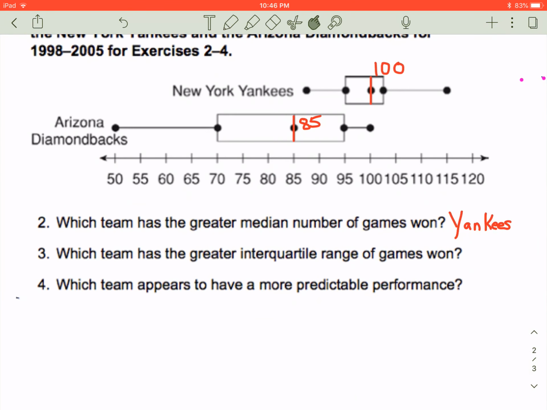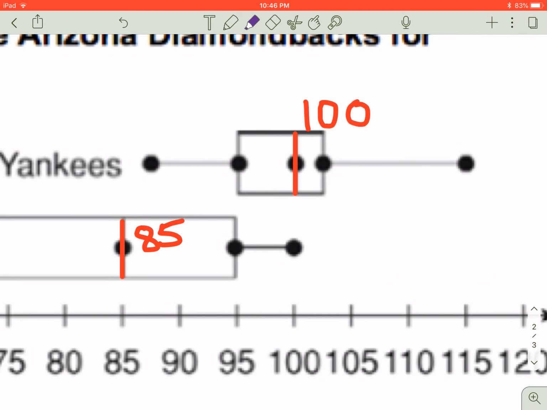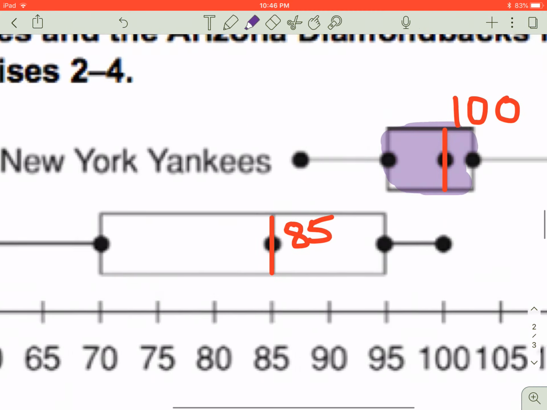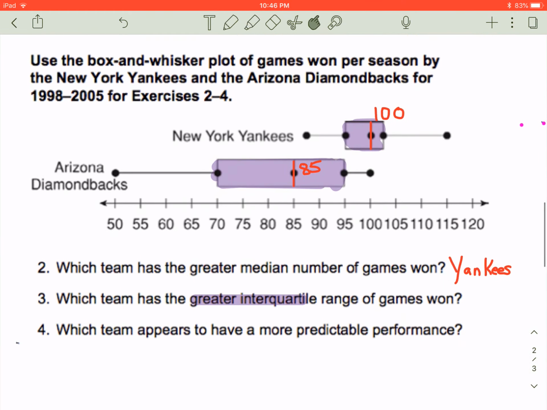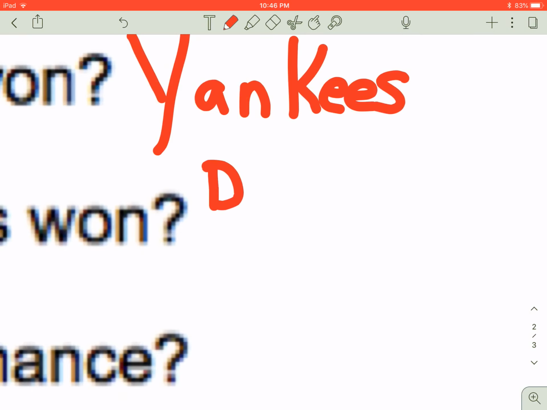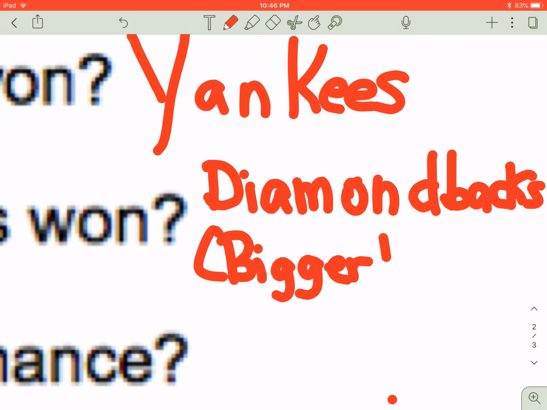Question 2 says, which team has the greater interquartile range of games won? Well, the interquartile range is the upper quartile minus the lower quartile. And when we look at the graph, if it's asking which has a greater interquartile range, that's simply asking which one had a larger box portion of the graph. So which one here had a larger box? Well, that would be the Arizona Diamondbacks. That's because they had the bigger box.